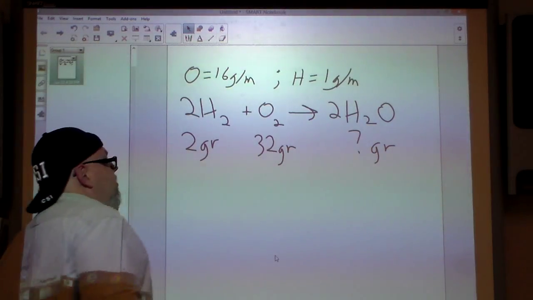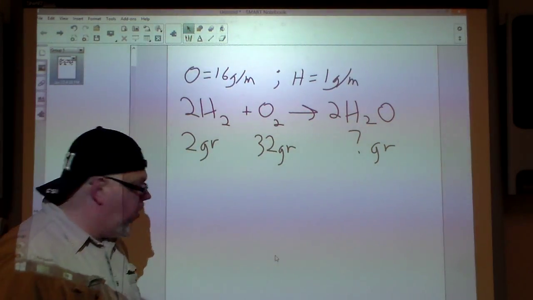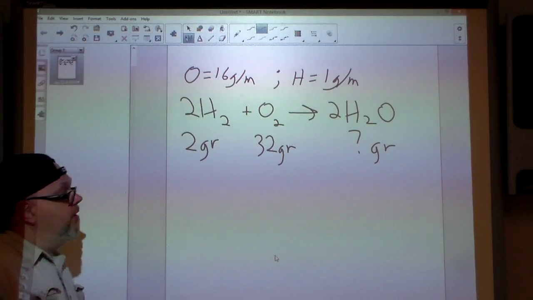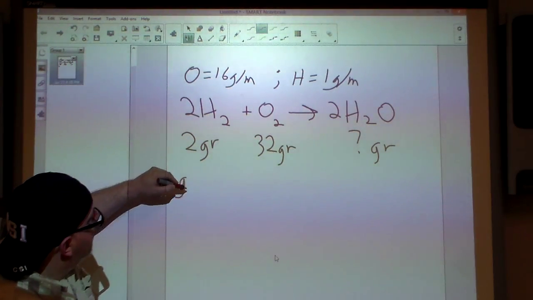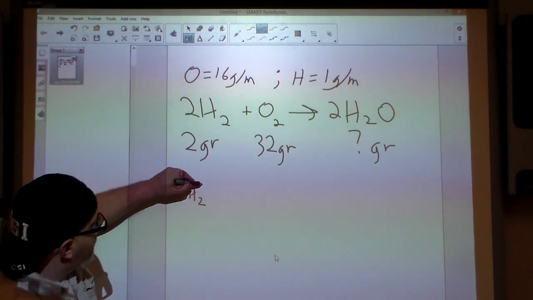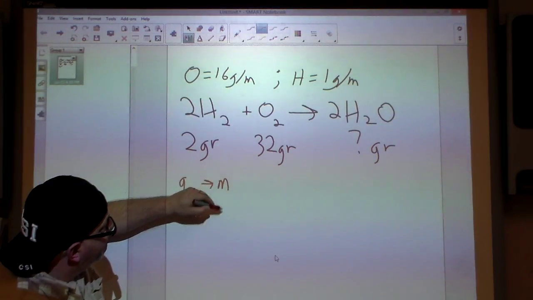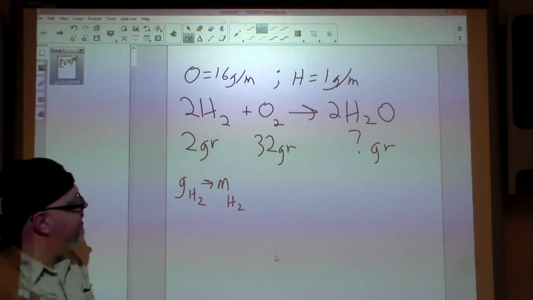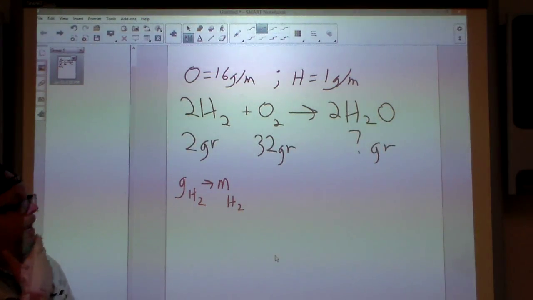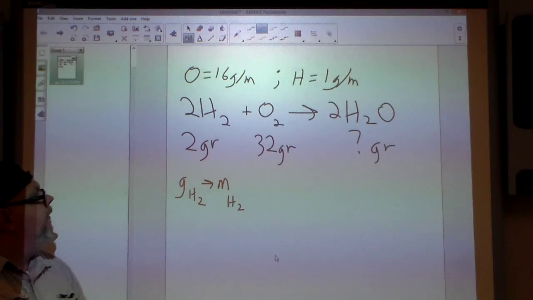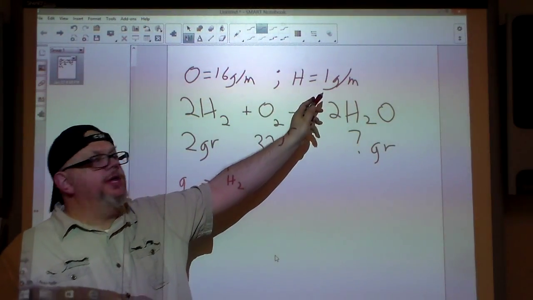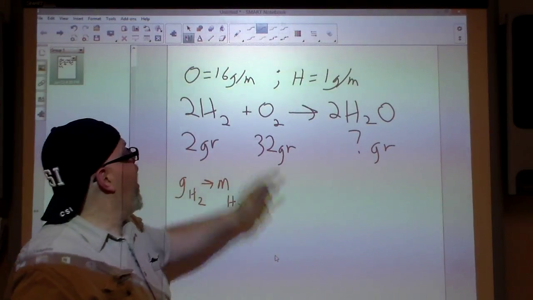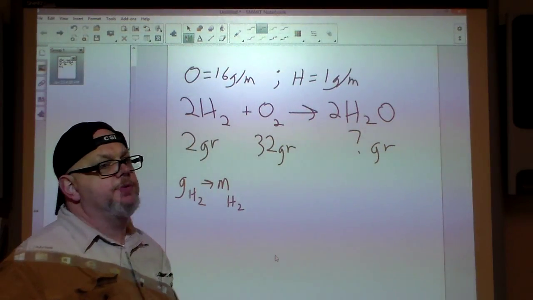So let's take a look at this for a moment. Our first step is to go from grams of hydrogen gas to moles of hydrogen gas. That's what we're looking at, and I'm going to do this in red. I'm going to assume that hydrogen is 1 gram per mole and that oxygen is 16 grams per mole.